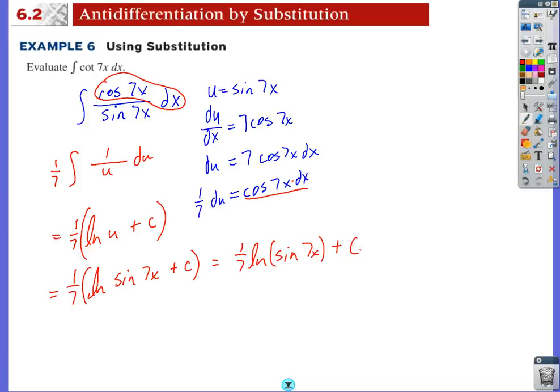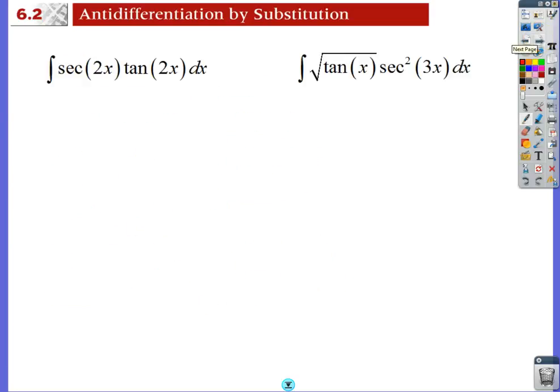Okay. Now, as a refresher for your natural log powers, that's not the answer. You've got to remember that 1/7 times the natural log of something, whenever it's a number times the natural log, it's really like saying the natural log of sine of 7x raised to the 1/7 power. So that could also be an answer. They're both the same. All right. So let's go ahead and take a look. We've got 2 examples on the next one. I'll take a look at these next 2.